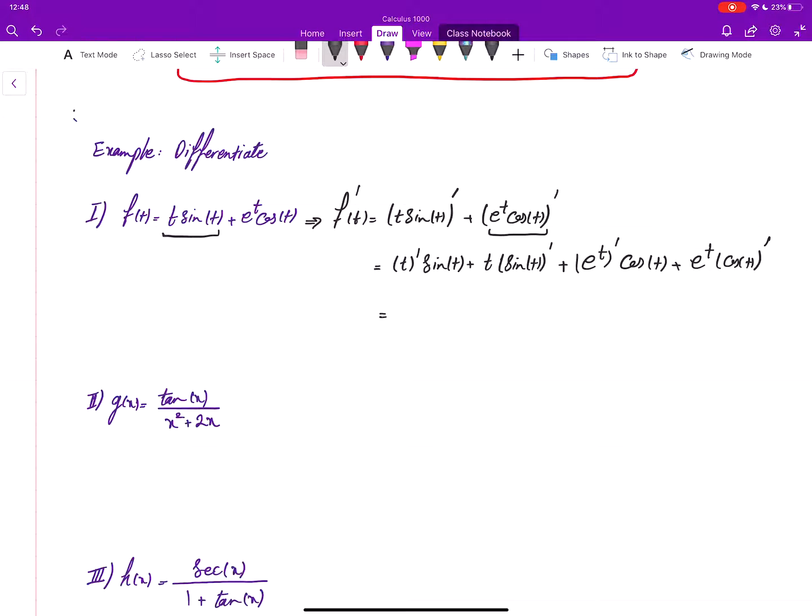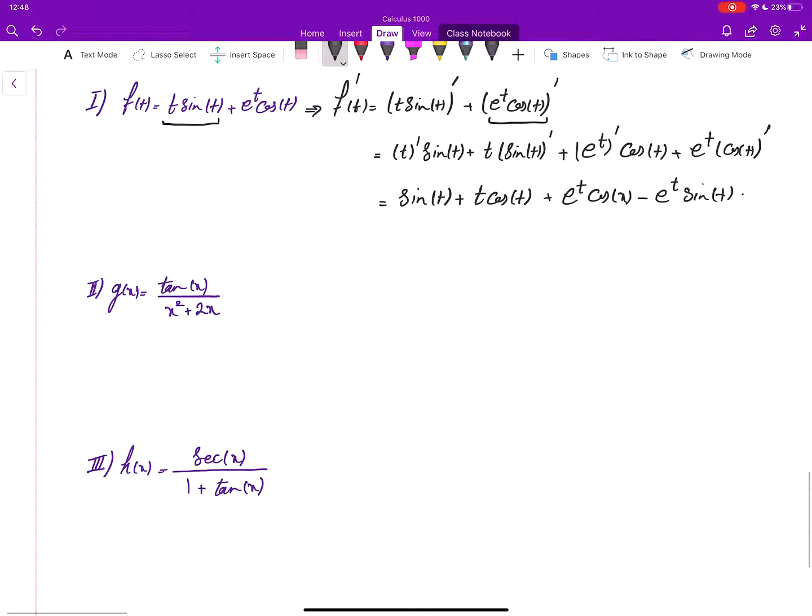And the result will be: derivative of t is 1 times sine t. That will be there. Derivative of sine t is cosine t, so this is cosine t. Derivative of e to the power t is e to the power t. And derivative of cosine t is negative sine t. You have to remember that negative sign. Well, you can go ahead and simplify a little bit more, but I'll stop here, just like that.